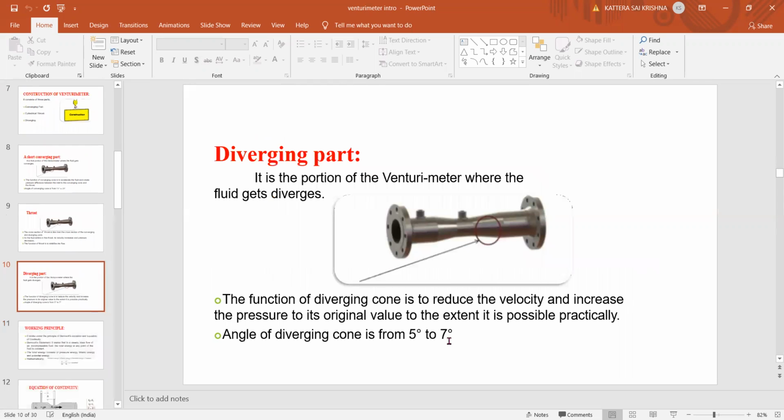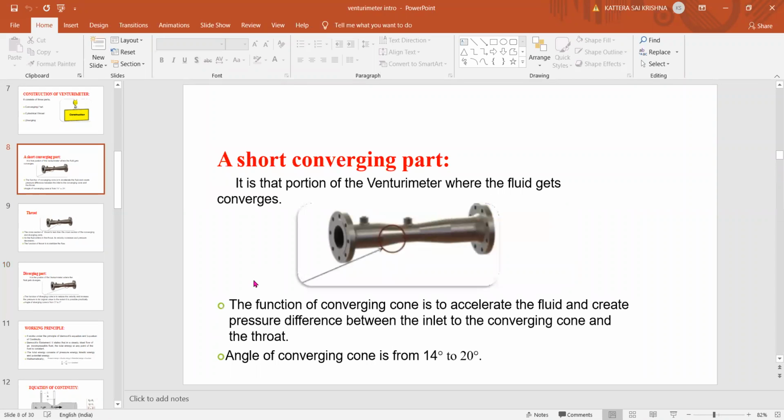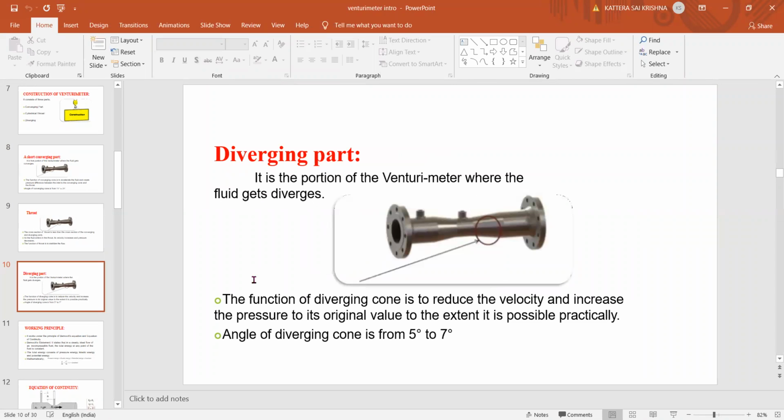Next, in the diverging part, the function of diverging cone is to reduce the velocity and increase the pressure to its original value to the extent it is possible practically. Here again the velocity will be decreased, so automatically the pressure will increase and it will be almost equal to the initial pressure available in our pipe. Almost, not fully, a little bit. The angle of diverging cone is maintained from 5 degrees to 7 degrees. Okay, so these are the three parts of your venturimeter.